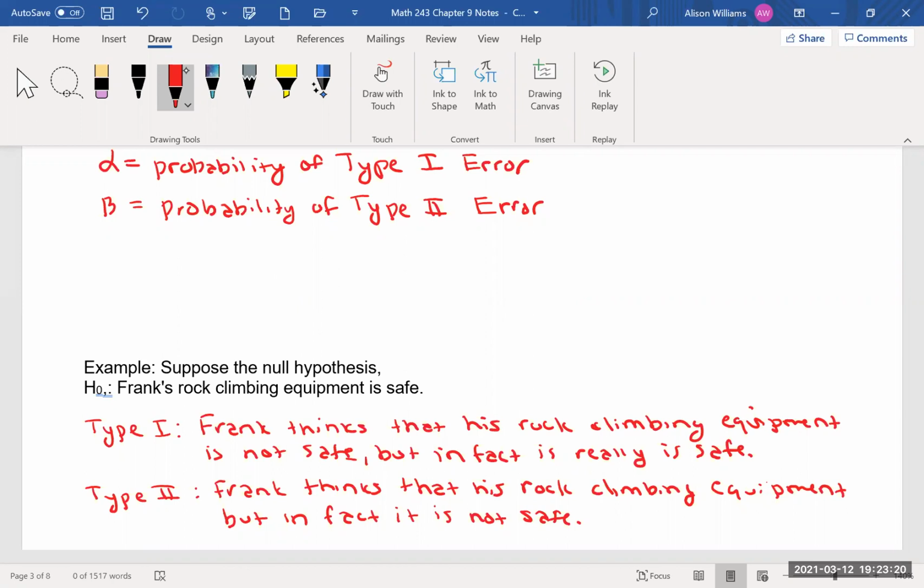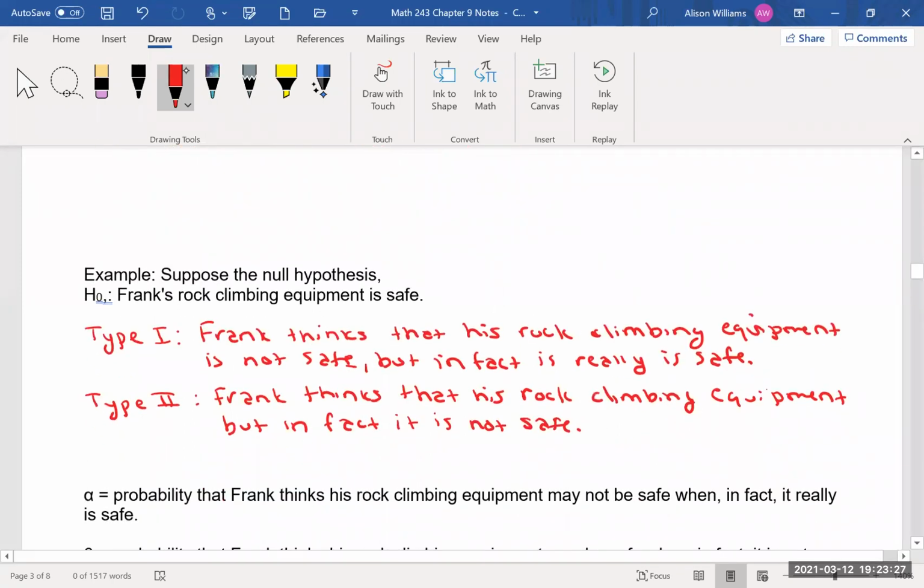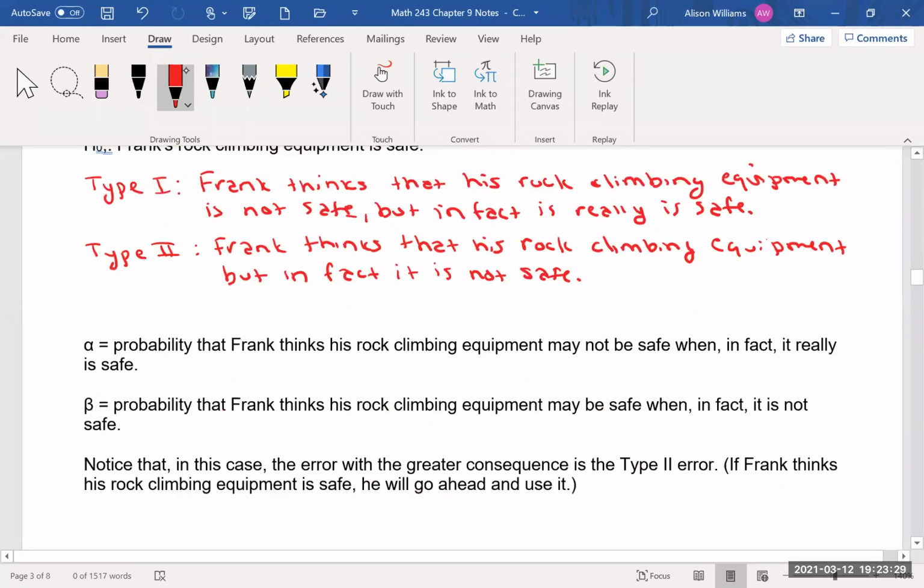But yes, in this particular example, it would be worse to do a type 2 error. And I think they actually state that down here. Yes, they do. But this is rare. I'm going to say that. It's rare. And I kind of wish they had picked a better example for that.